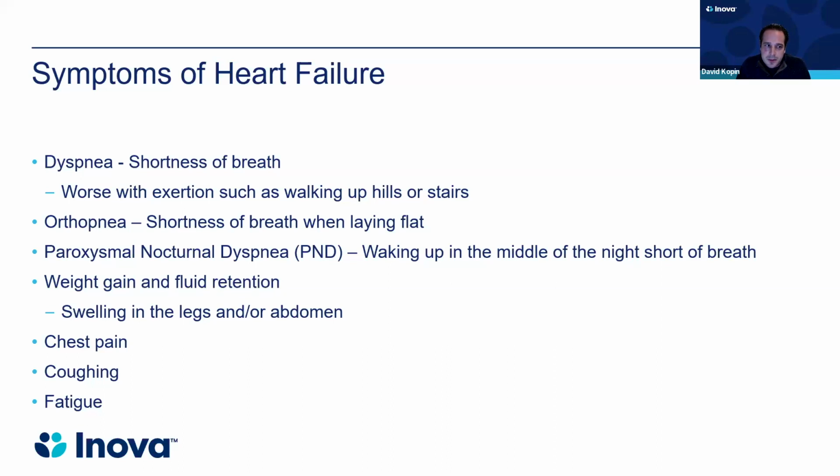People will also experience weight gain and fluid retention. This is typically in the legs and feet, but can also develop in the abdomen as well. This swelling in the abdomen can lead to a feeling of satiety or feeling full and decreased appetite. People also describe chest pain, coughing, and fatigue.